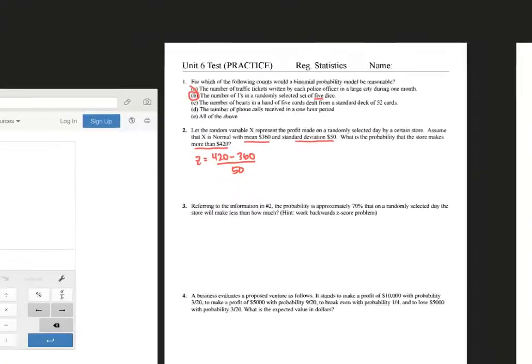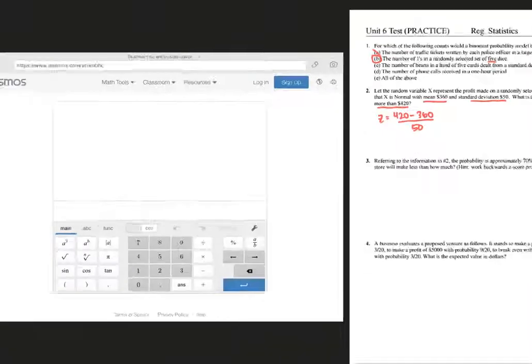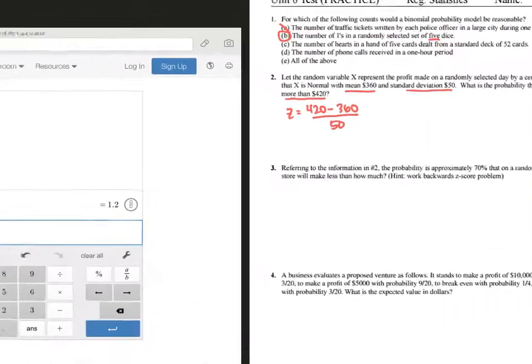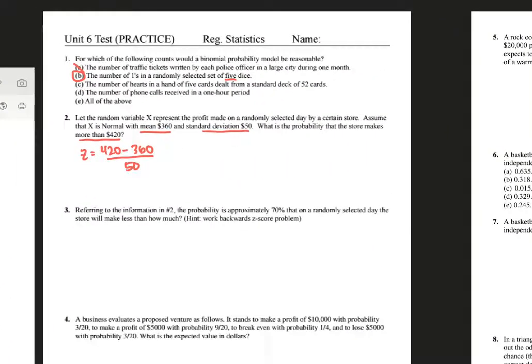So going over to our calculator here. So it's going to be 420 minus 360 divided by 50. We get a z-score of 1.2. So in this case, we're trying to find the probability that z is greater than 1.2. So now we need to go to our z-score table.